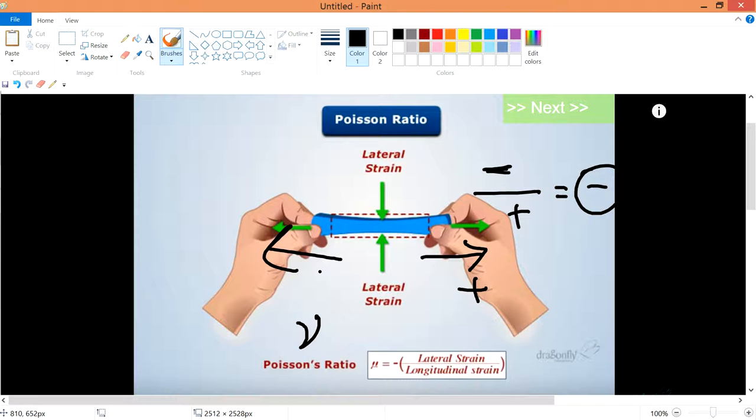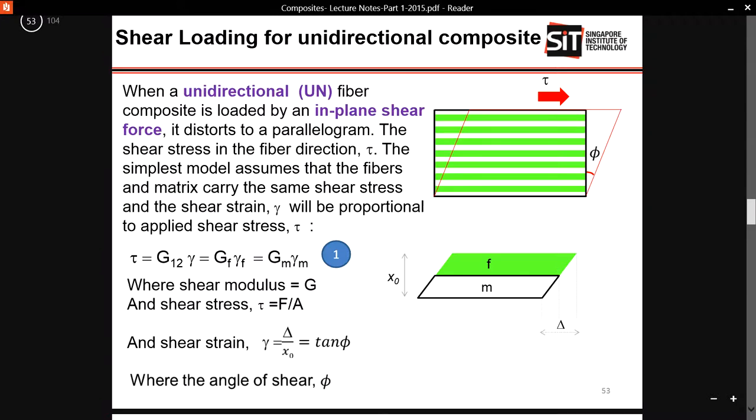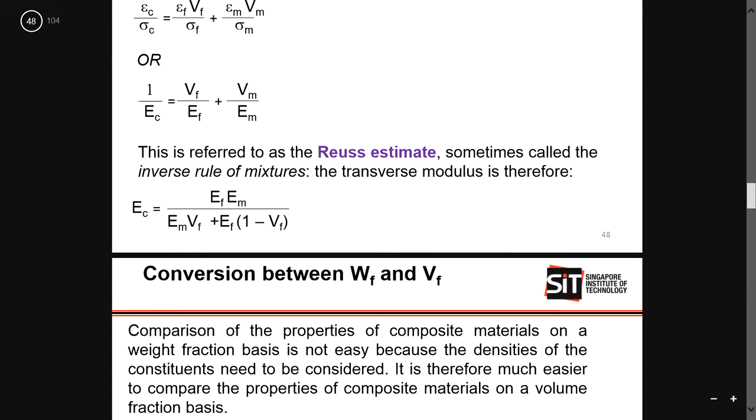Coming back to here, this is our V12, our Poisson ratio. Don't confuse the small v with the capital V, the volume fraction. And don't tell yourself that this V is the volume, because in the previous context we kept talking about this V. This V is not your meter cube, not your volume. This V is a certain ratio that is multiplied with your Young modulus to get the overall Young modulus.